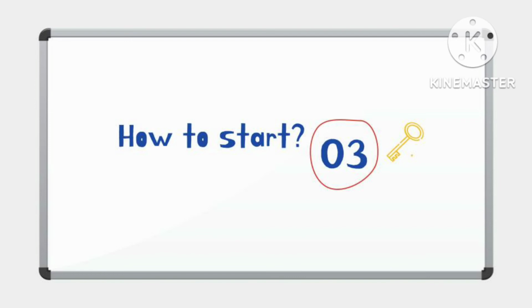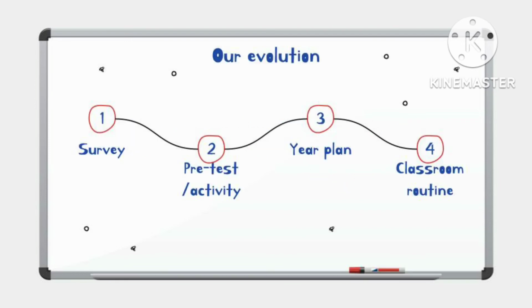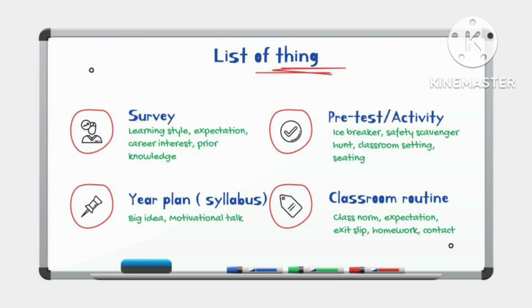The next question is how to start. This is my timeline, how I like to do it, and the ingredients I include every year. First, a survey, pretest and activity, year plan, and classroom routines. Survey, as I mentioned earlier, you could do using Google Form for both parents and students, especially if you are teaching in a somewhat culturally diverse area. It might help you understand students more.